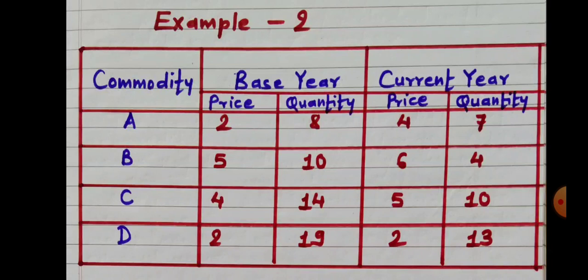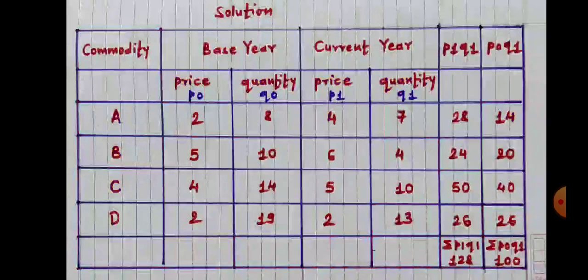Here an example is given. In the first column, commodities A, B, C, D are given. In the second column, base year prices and quantities are given, and in the third column, current year prices and quantities are given. Let us see the solution to calculate Paasche price index number. At the end we added two additional columns, and they are P1 Q1 and the last one is P0 Q1.